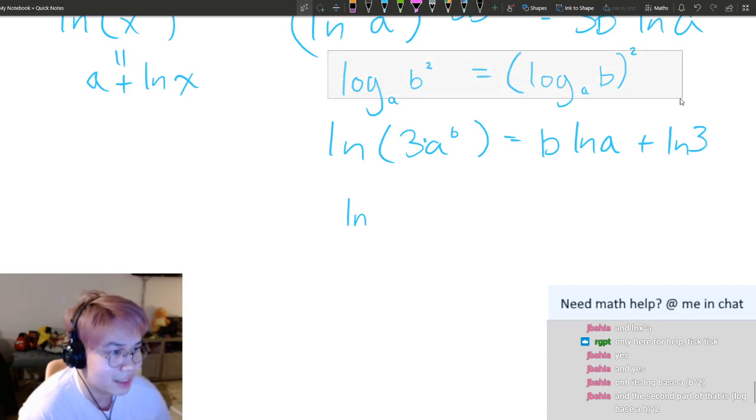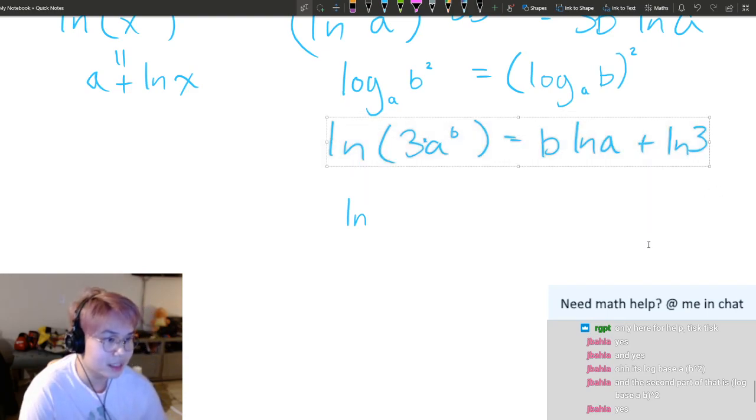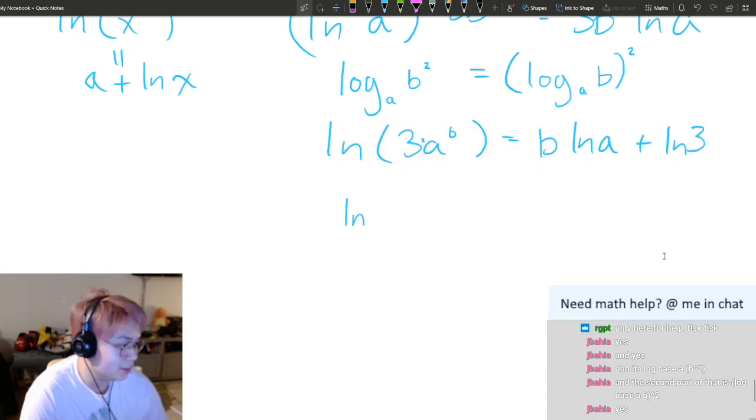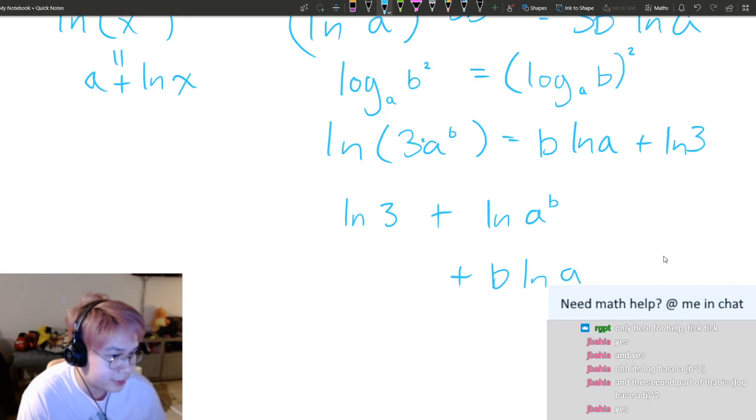So they're asking this, right? Okay, so let me continue this one. We have a multiplication, so we can use log rules or log laws, and we can split this up into natural log A plus natural log of A to the power of B. And then we can use another log law, and then we can write this exponent as a coefficient. So this is B natural log A natural log 3.